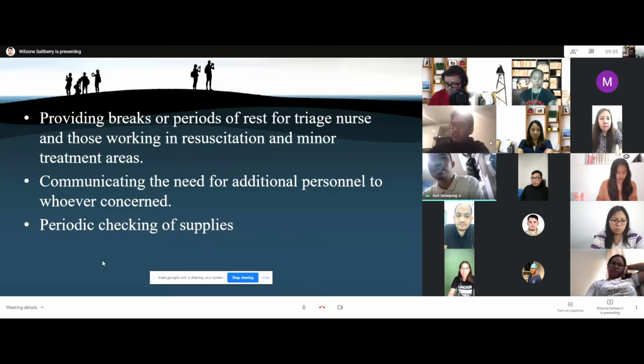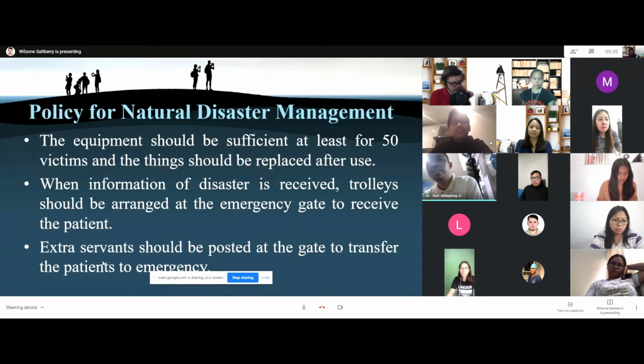Next slide, please. Providing breaks or periods of rest for triage nurse and those working in resuscitation and minor treatment areas. Communicating the need for additional personnel to whoever is concerned. And periodic checking of supplies. Next slide.